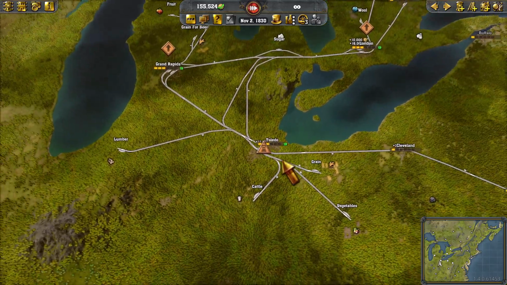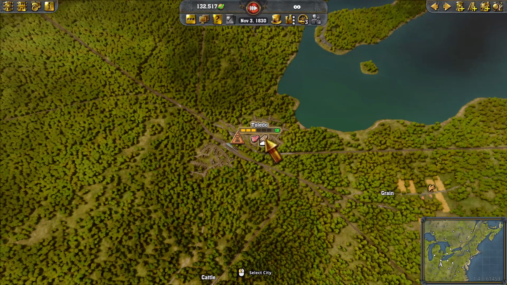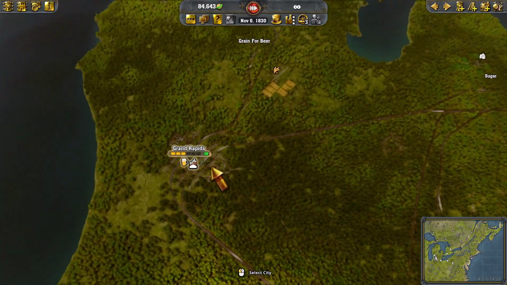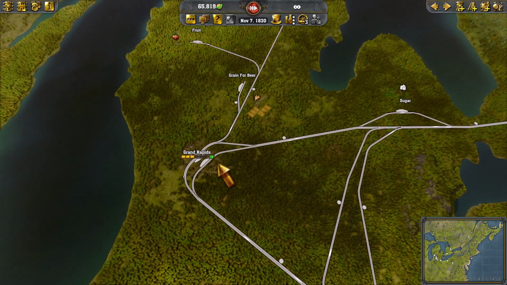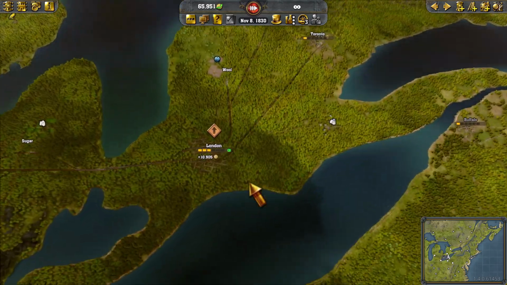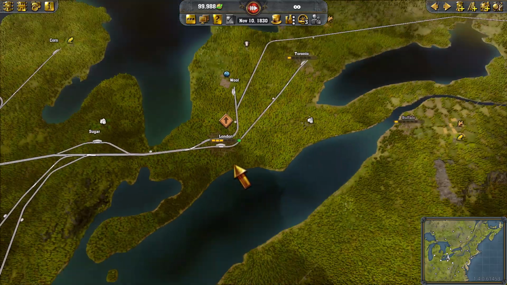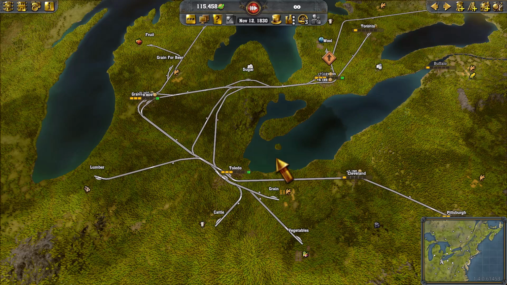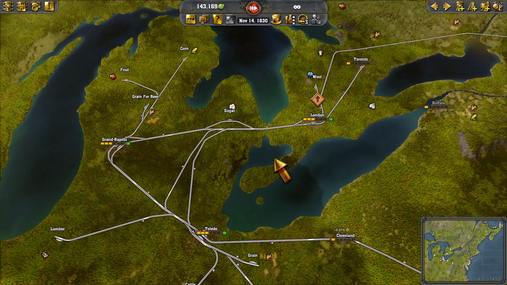And if we look at it now, I think furniture would be a good one here to use those planks. Over here, I think the dairy's going to go in Grand Rapids, and then ceramics here in London, and that would give us all of our goods that we needed. So that's kind of lovely. That'll be the plan.